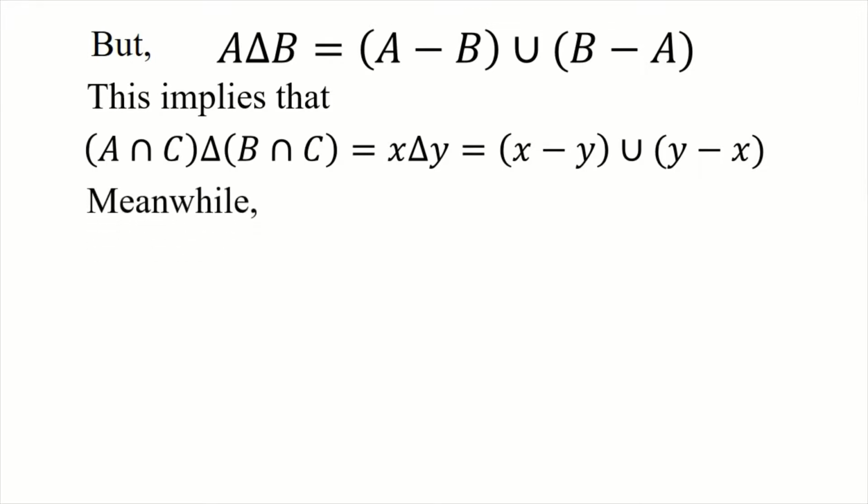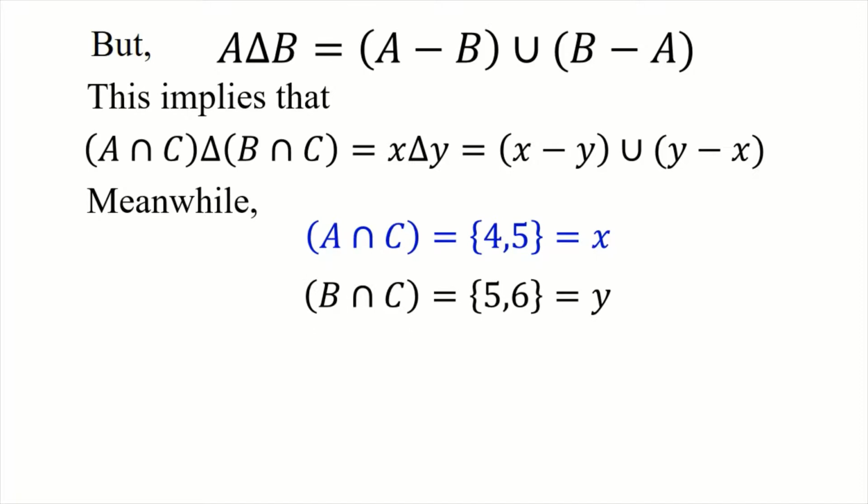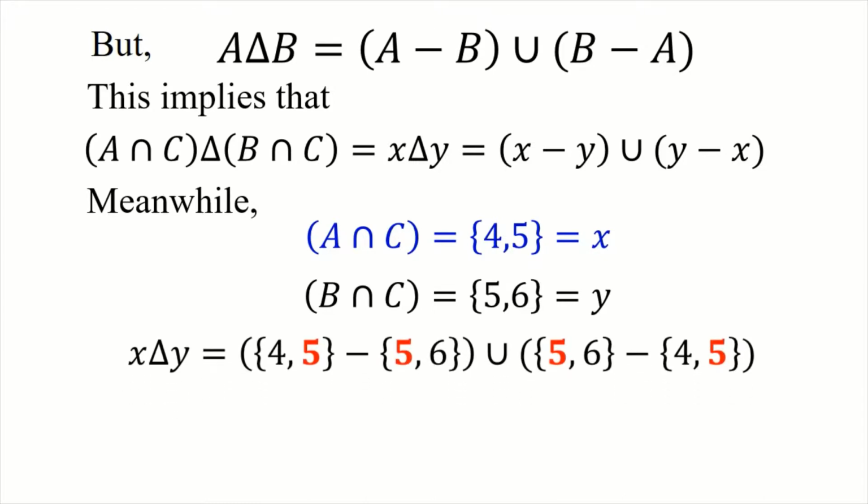But don't forget that we already know our A intersection C, which is 4 and 5, and we call it X. We already know our B intersection C, which is 5 and 6, which we call Y. So in this case, let me call your attention to X triangle Y. This will give me 4 and 5 minus 5 and 6. Then in the bracket, let's find the union. The next one is 5 and 6 minus 4 and 5.